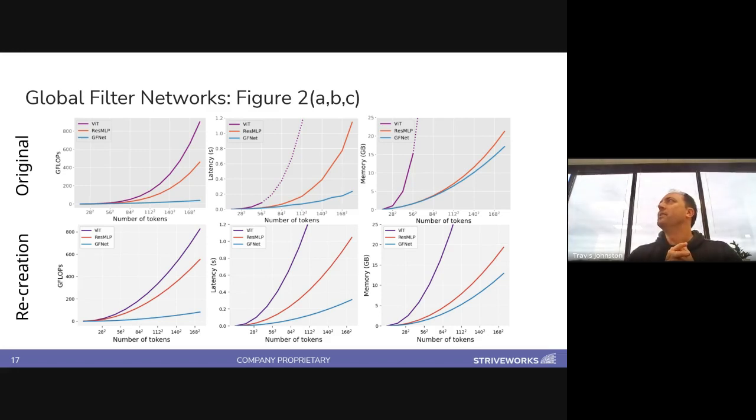The dashed lines on the top ones are for projected values that they couldn't actually measure for a variety of reasons, so I omitted that. It's the spirit of the thing, right?